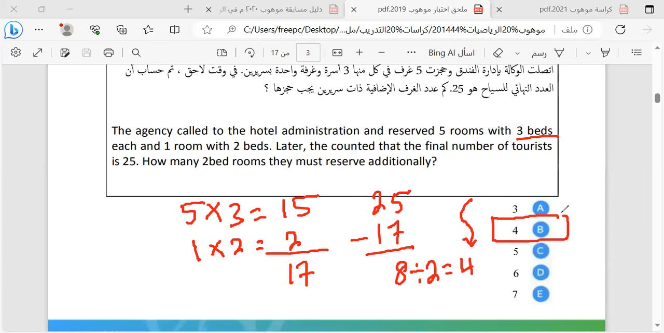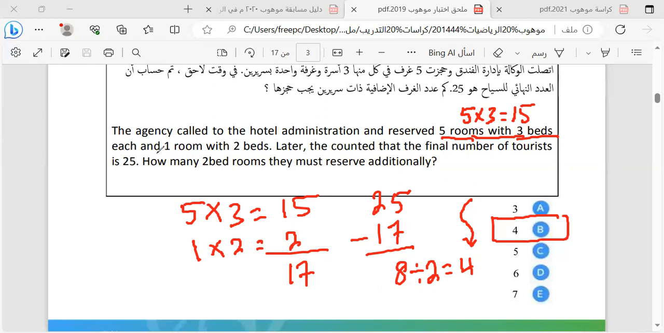I didn't understand. You didn't understand? Okay, my son, read the question, please. I want to explain with you. The agency called the hotel administration and reserved 5 rooms with 3 beds. Please stop. 5 rooms with 3 beds: 5 times 3. How many beds do we have? 15. Right.